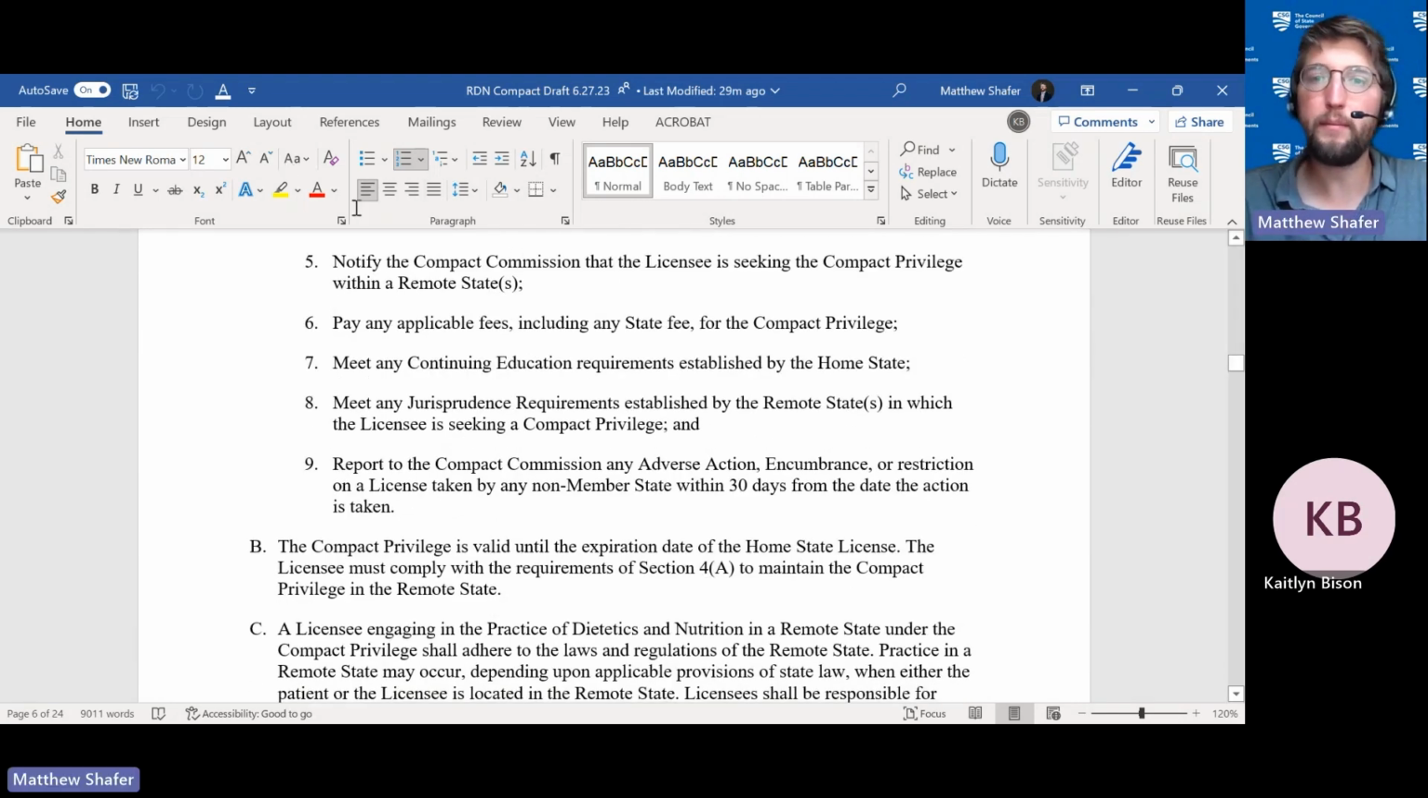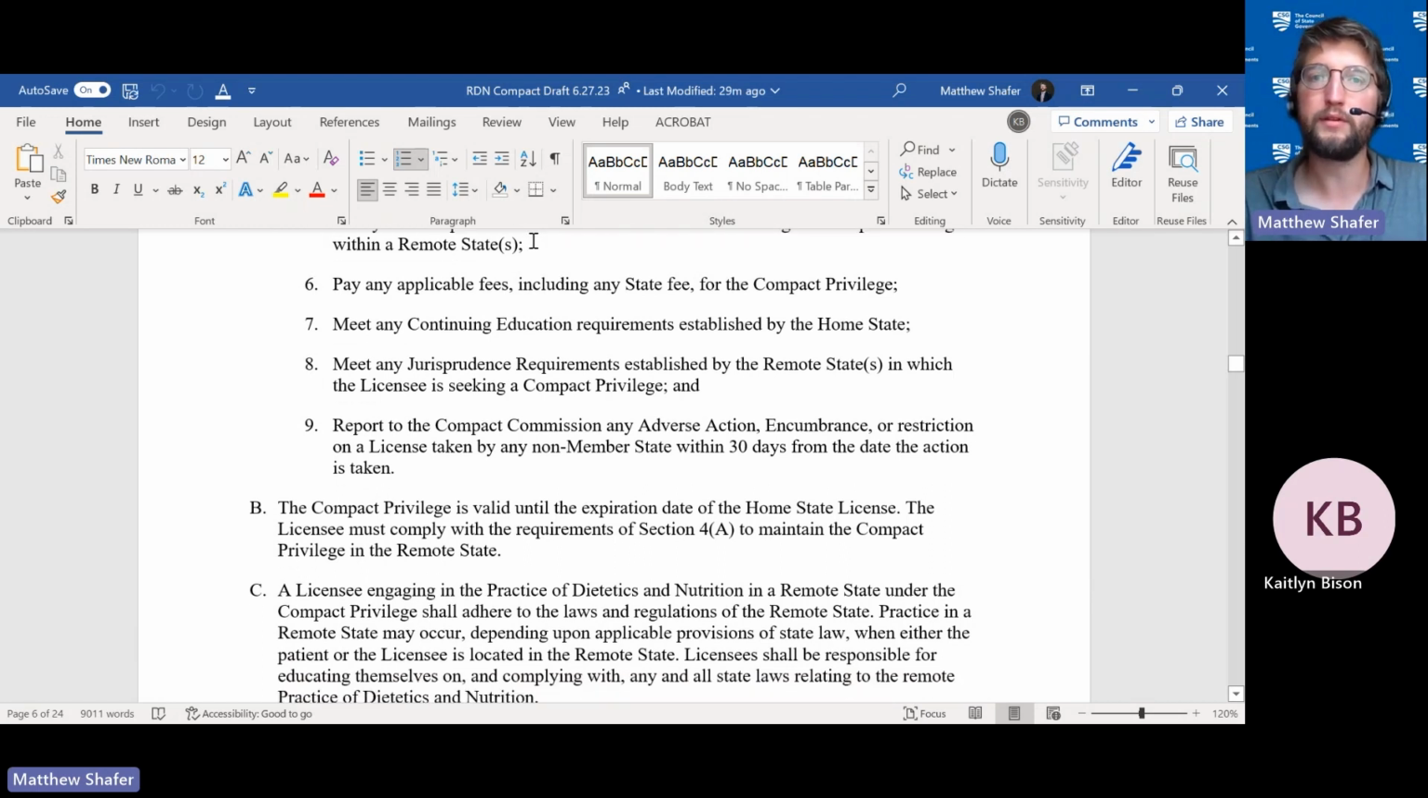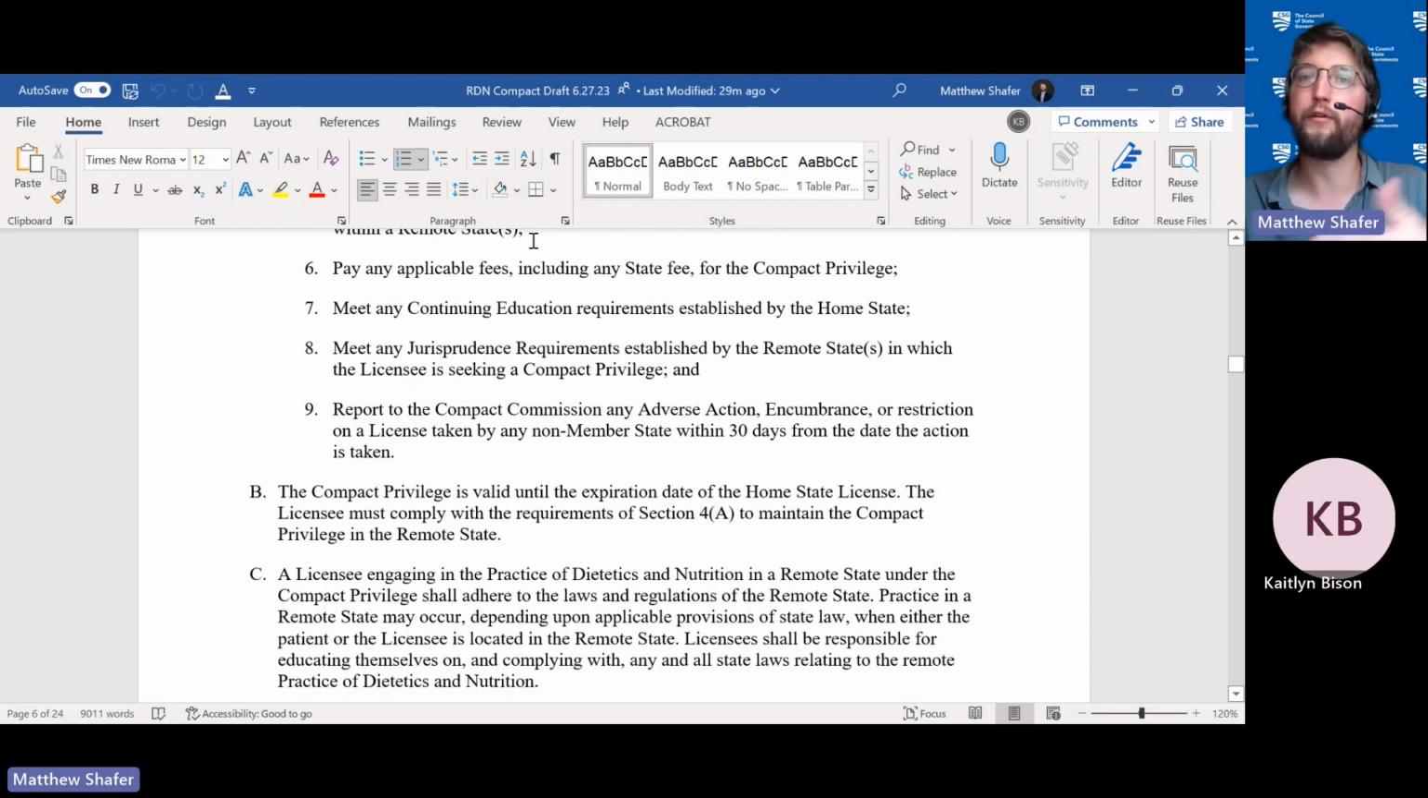Number 5, notify the commission when you're seeking a privilege. This just means you're going to apply for it. There's going to be an application process. You're going to pay any applicable fees, including a state fee for the compact privilege. So there's going to be a fee to the commission and then also a fee to the state.